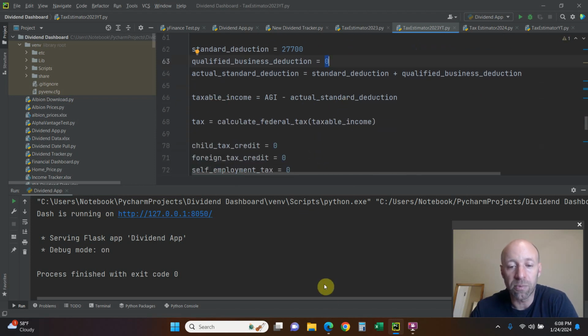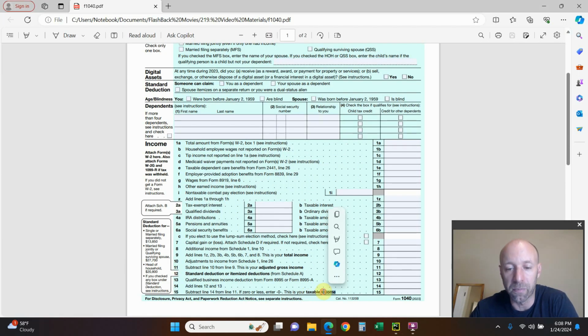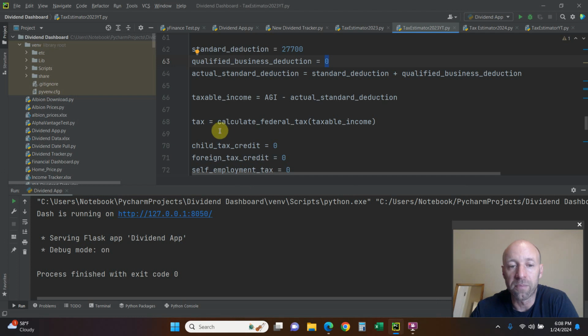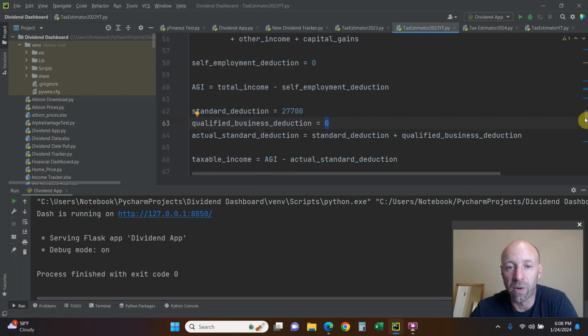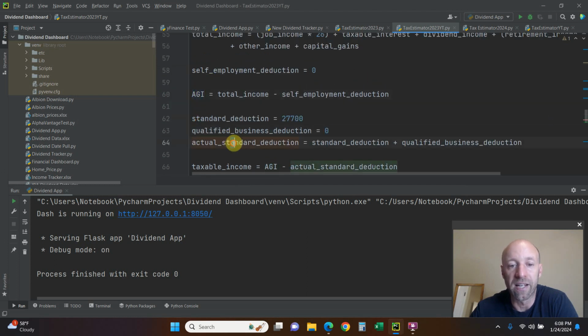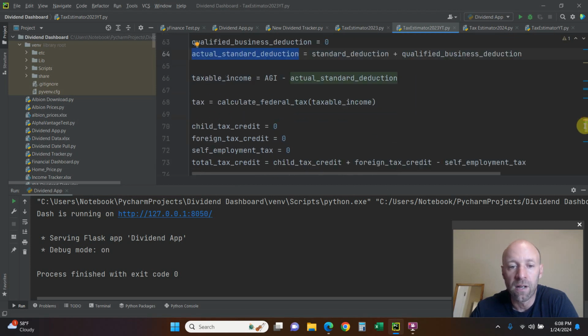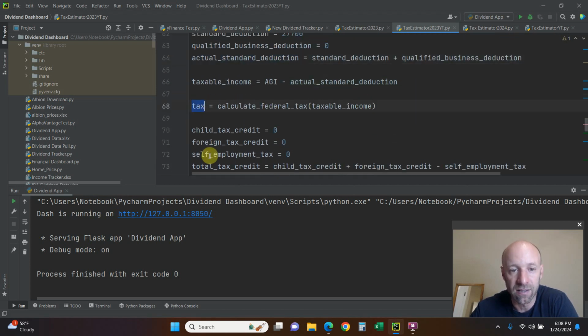And then your taxable income, right, what the federal government considers the income that you're going to get taxed on, which is this line 15, comes here, which is AGI minus your actual standard deduction. So what it's doing is AGI minus actual standard deduction, which is these two combined. And this gives you your taxable income.